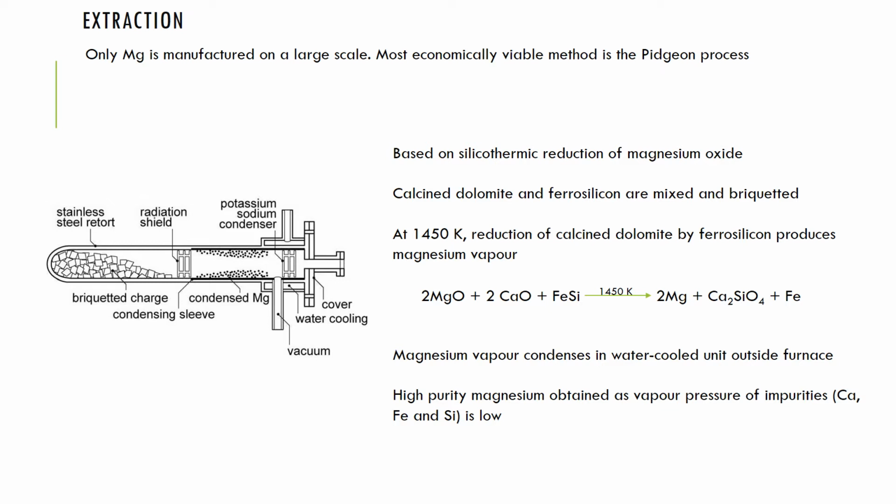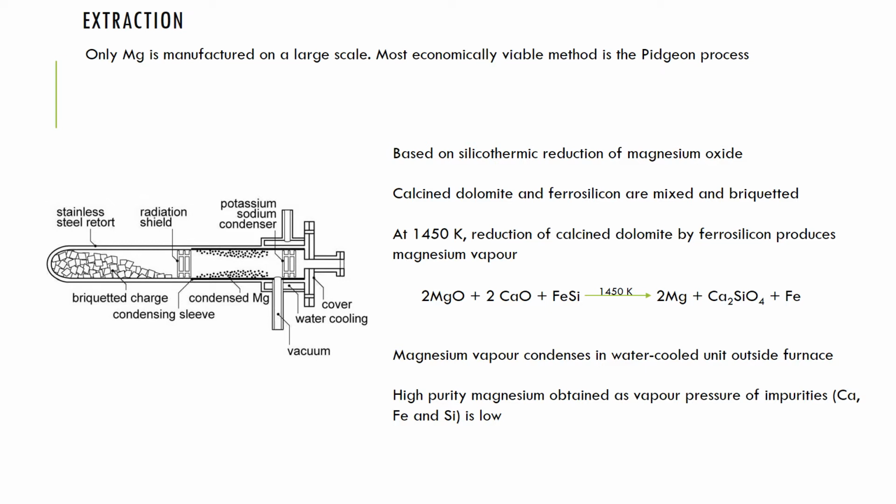Really, the only one of the elements within this group to be manufactured on a large scale, and really manufactured on an economically viable scale, is magnesium, and that is manufactured via the Pidgeon process. And it's based on what's called a silicothermic reduction of magnesium oxide. So what you do is you take dolomite, which contains both magnesium and calcium carbonate, and you mix that up with a ferrosilicon compound in the form of briquettes, a bit like the shape of the things you put on your barbecue. And you heat that up to very high temperatures, around about 1500 Kelvin.